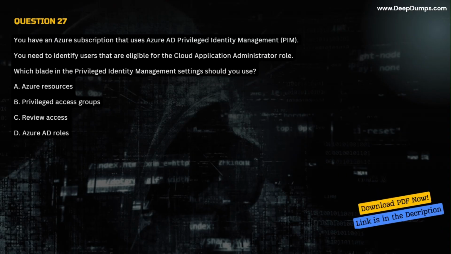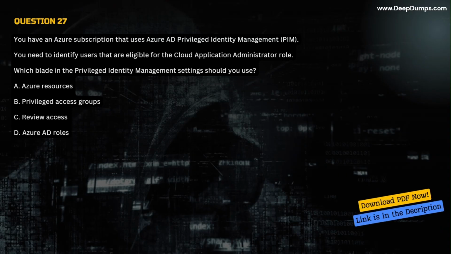Question 27. You have an Azure subscription that uses Azure AD Privileged Identity Management (PIM). You need to identify users that are eligible for the Cloud Application Administrator role. Which blade in the Privileged Identity Management settings should you use? A. Azure Resources. B. Privileged Access Groups. C. Review Access. D. Azure AD Roles.